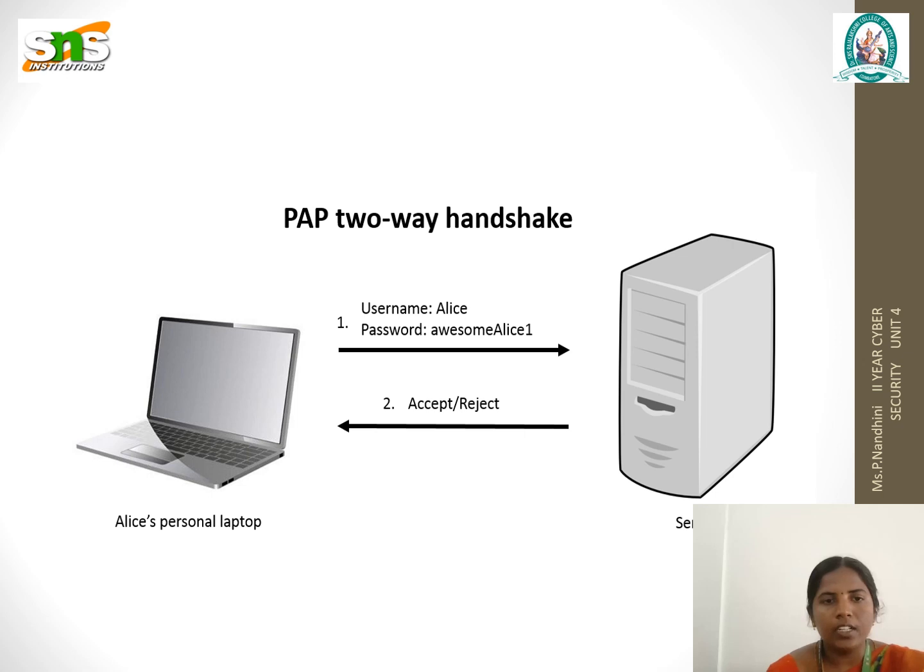PAP two-way handshake. The sender sends the username and password. Then accept or reject. If the password is correct, it will be accepted. If the password is incorrect, the data will be rejected.